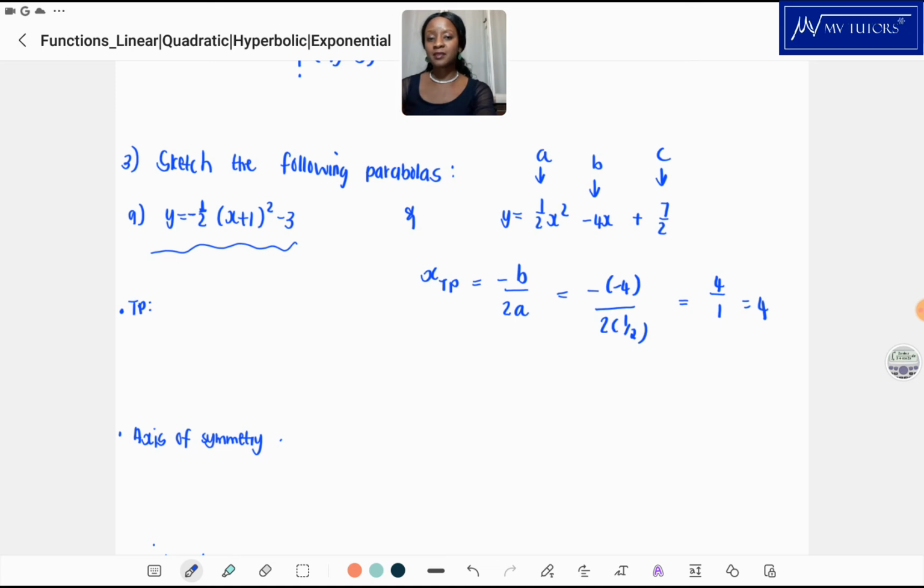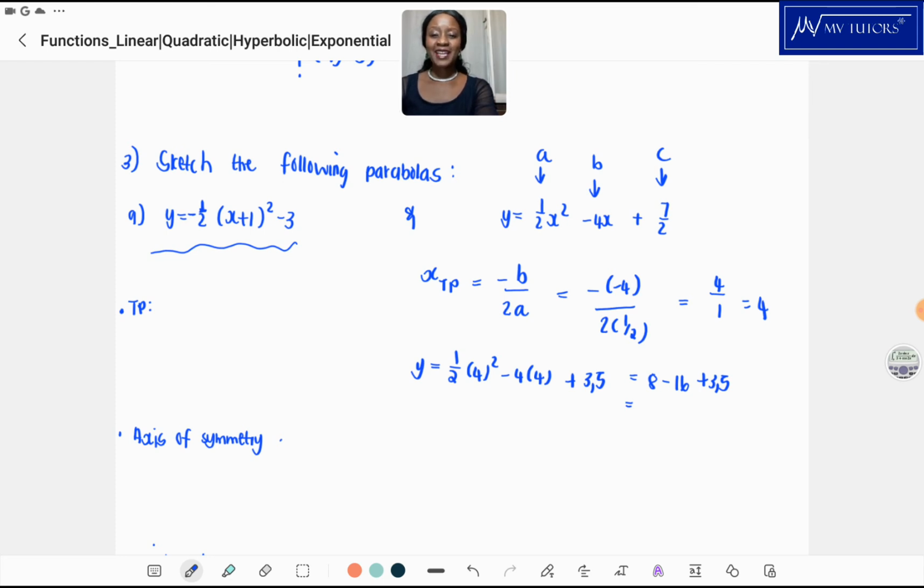So we're going to take that x value and then substitute it back into the equation. Alright, so we get y = half 4 squared minus 4 times 4 plus, I'm just going to say 3.5. Okay, and if we multiply that out, basically 4 squared is 16 times a half, that will be 8. Okay, then I have 8 minus 16 plus 3.5. Alright guys, so 8 minus 16, that is -8.